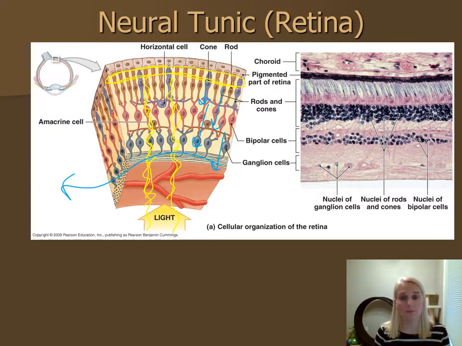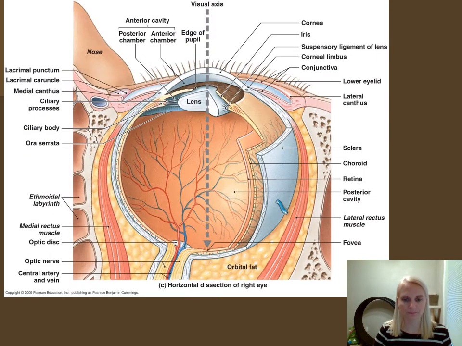The eyeball is an amazing structure to be able to convert light energy, wavelengths of electromagnetic energy, into action potentials that our brain then knows what to do with. So that's the whole function of your rods and cones, converting light energy into action potentials and synaptic activity. It's so amazing. All right, so that's our closer look at our neural tunic.